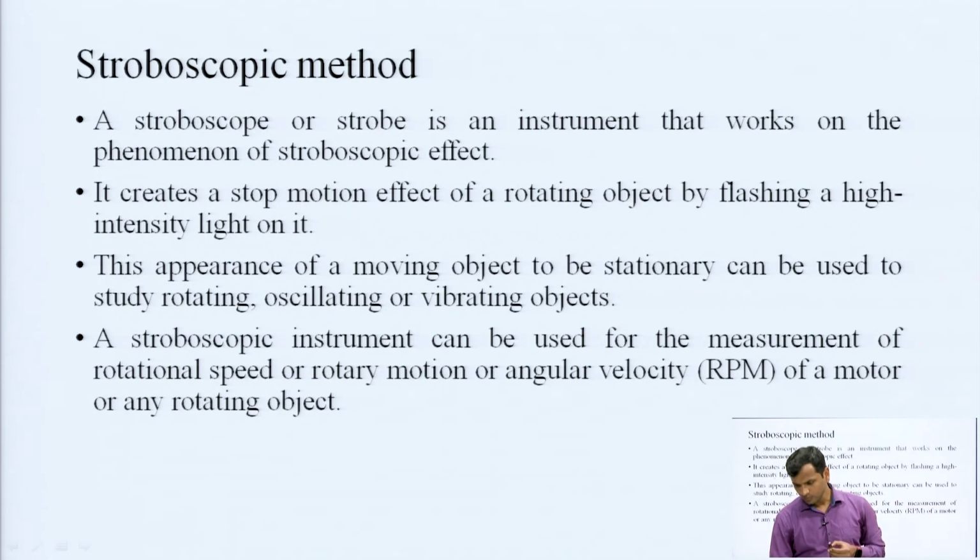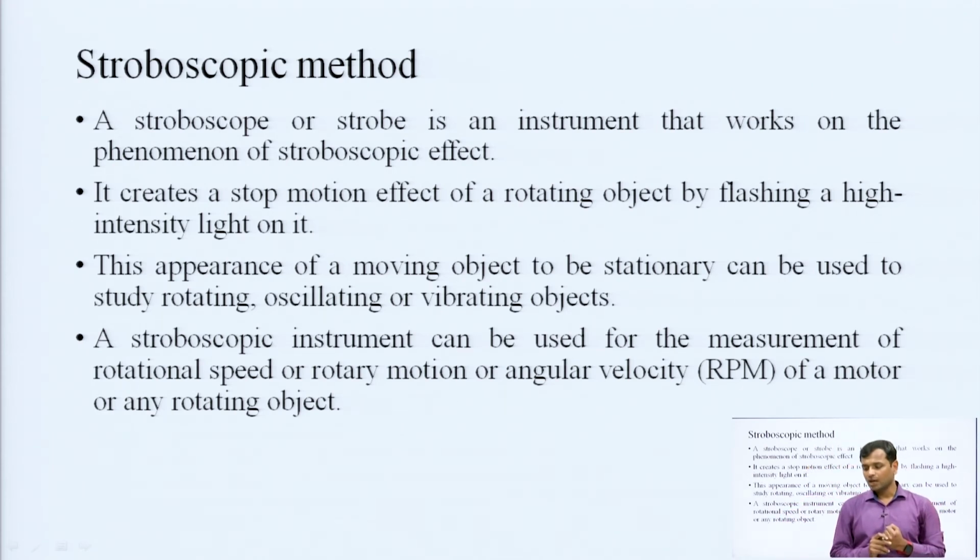Now, the next method to measure rotational motion is the stroboscopic method. First, we need to understand what the stroboscopic method is and what a stroboscope is. A stroboscope, or strobe, is an instrument that works on the phenomenon of the stroboscopic effect. We are going to see this when we see the basic construction of the stroboscopic method. It creates a stop motion effect of a rotating object by flashing a high intensity light on it.